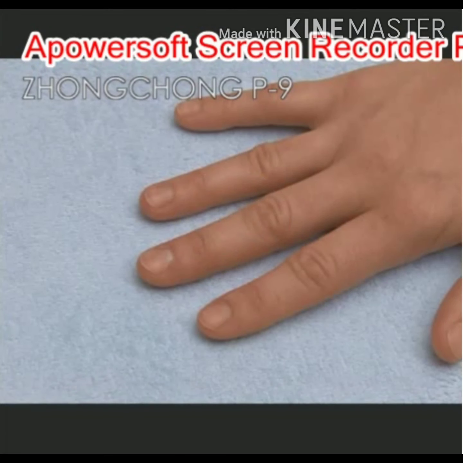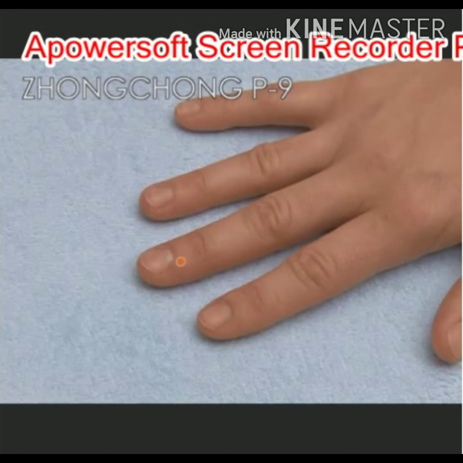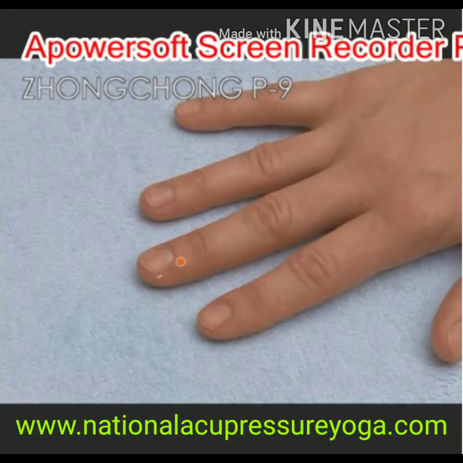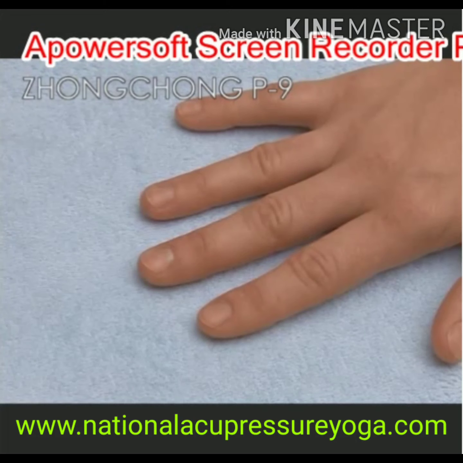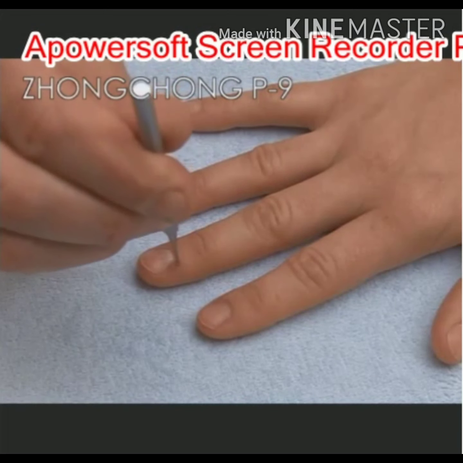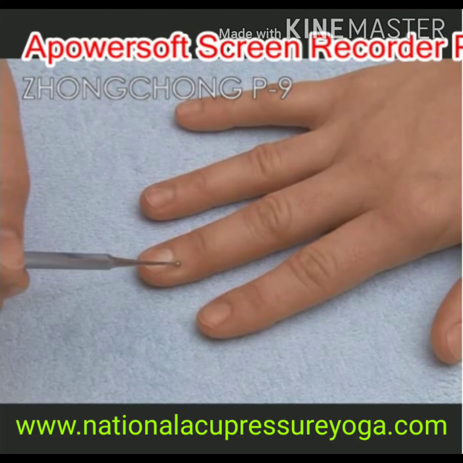Zhong Chong, pericardium 9, is located in the center of the tip of the middle finger. Alternatively, this point is sometimes located at the radial side of the middle finger, at the junction of lines drawn along the radial border of the nail and the base of the nail, approximately 0.1 cun from the corner of the nail. Perpendicular or oblique insertion directed proximally, 0.1 to 0.2 cun, or prick to bleed.